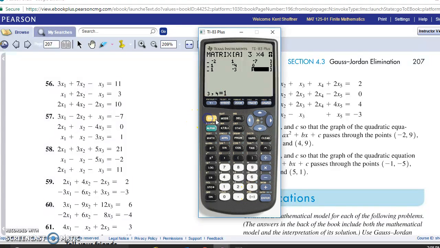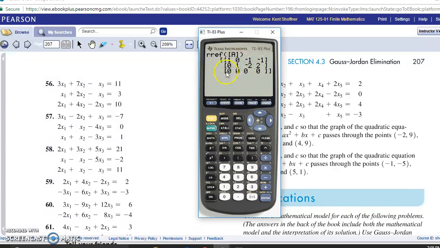Hit second quit. Go back to the matrix menu, second, x to the negative 1. Go over to math. Scroll down to RREF. Hit enter. What matrix did you use? You used matrix A. So I hit second, x to the negative 1 to get to the matrix menu. There it is, 3 by 4. I just hit enter, close the parentheses, hit enter, and we've got our solution.